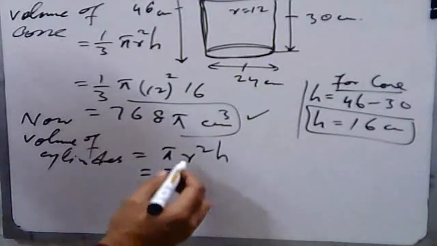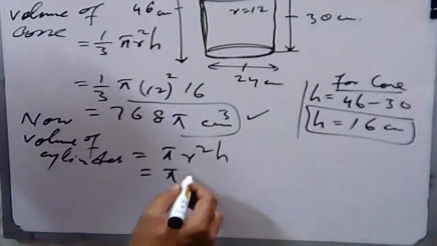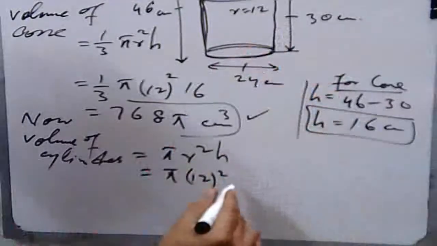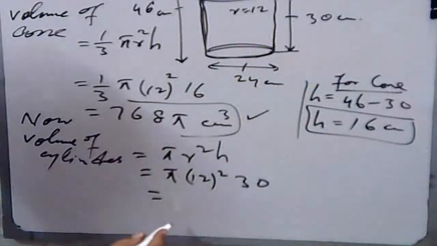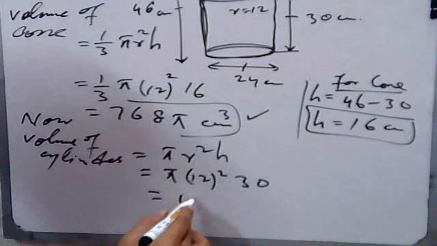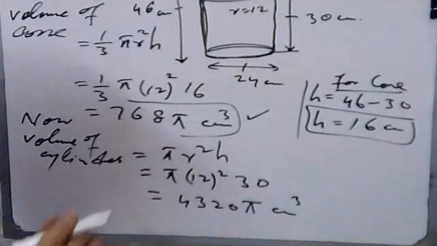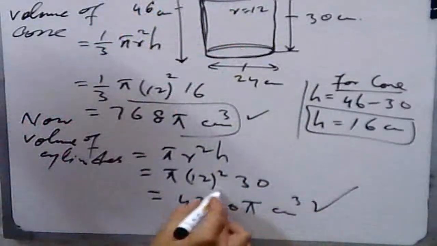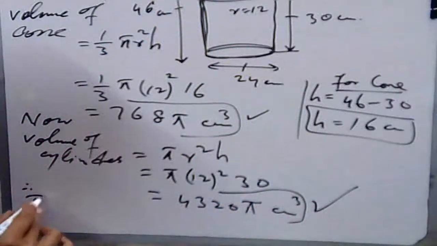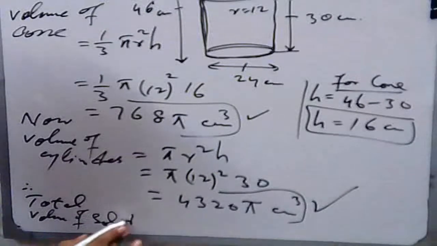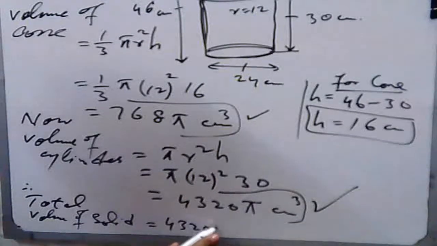Therefore, total volume of solid, we have to add both, that is 4320 pi plus 768 pi. So you will get 5088 pi centimeter cube. So that is your volume. So that is your required result.